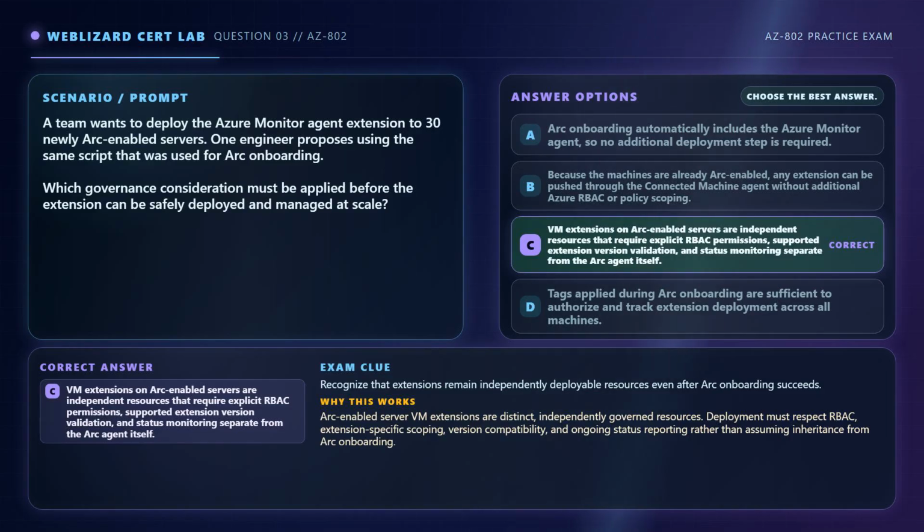Deployment must respect RBAC, extension-specific scoping, version compatibility, and ongoing status reporting, rather than assuming inheritance from Arc onboarding. Exam clue: recognize that extensions remain independently deployable resources, even after Arc onboarding succeeds.